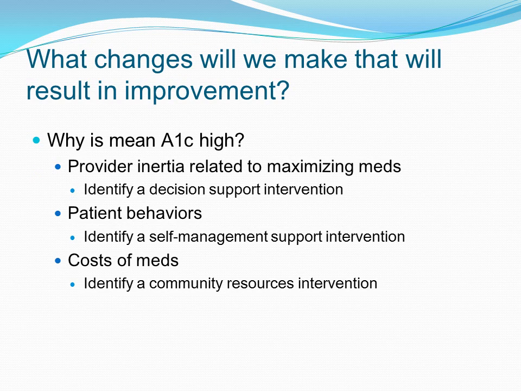Okay. So again, we have to ask, what changes that we make will result in a change? Well, we have to ask ourselves, why are the A1Cs so high? Another good example is let's talk about provider inertia, because the providers may not be motivated to maximize their meds. For example, we now know that we need to get these patients on insulin much, much earlier than we used to.